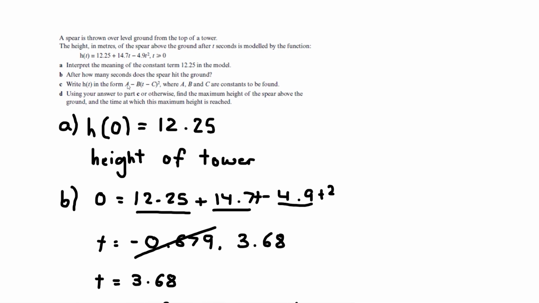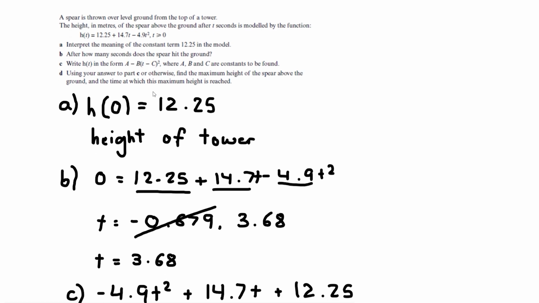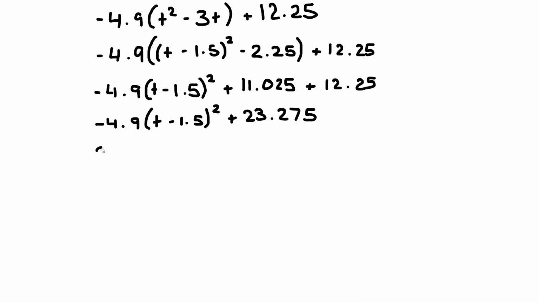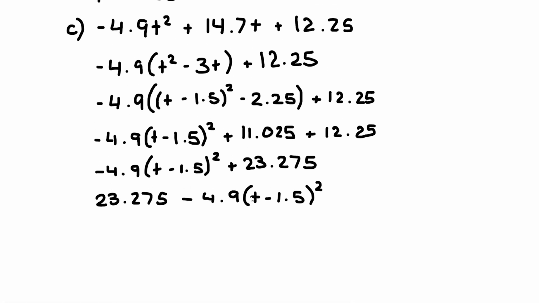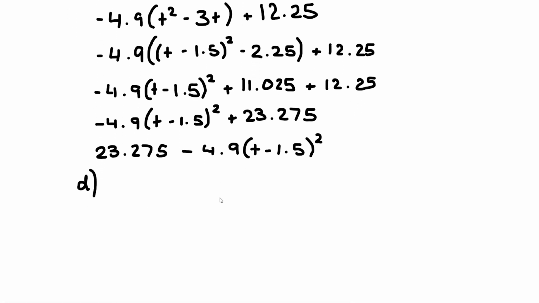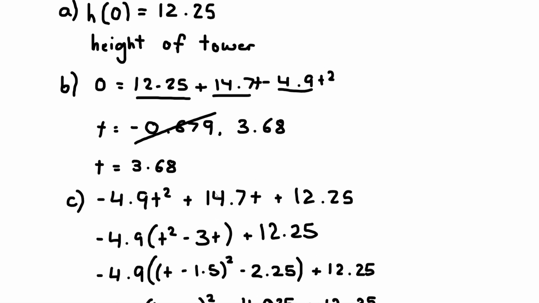Now we're basically done with completing the square, but the form is slightly different. They want the constant first and then the square bracket. So we're going to write our constant, which in this case is 23.275, first, and then our bracket, which is minus 4.9 t minus 1.5 squared. And now it is correctly in the form that they were asking for. So that's all we need to do for part C. So now let's do part D.